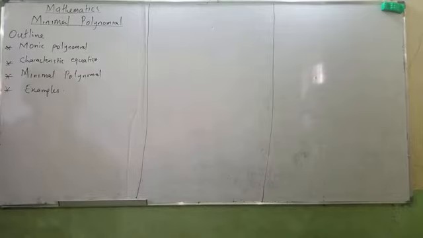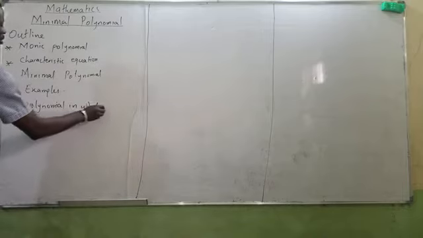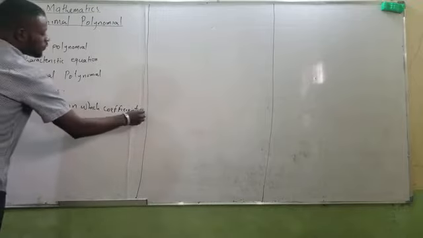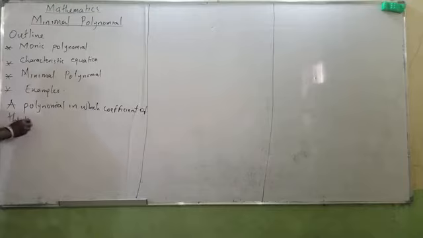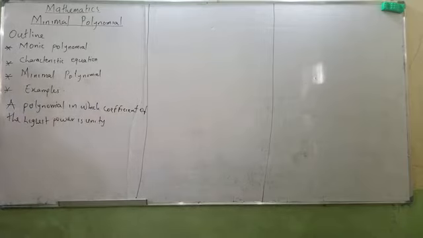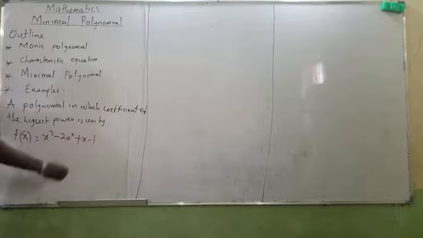Polynomial is elementary mathematics. A monic polynomial is a polynomial in which the coefficient of the highest power is unity. I hope you know what a polynomial is in our elementary math. For example, f of x equals x cubed minus 2x squared plus x minus 1. This is a very good polynomial.